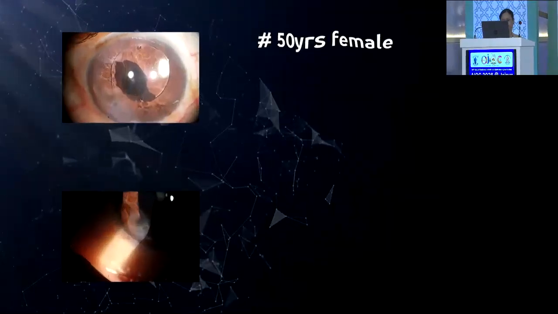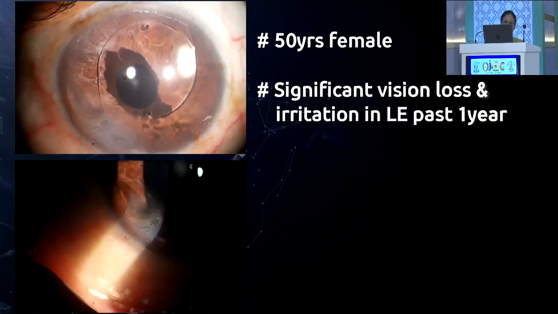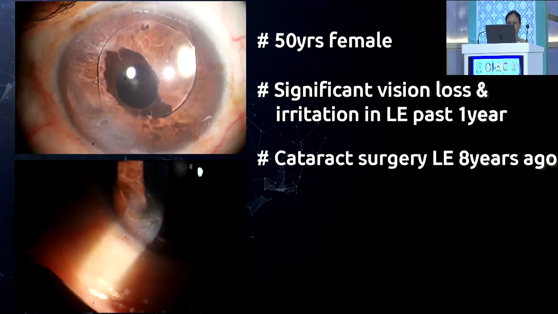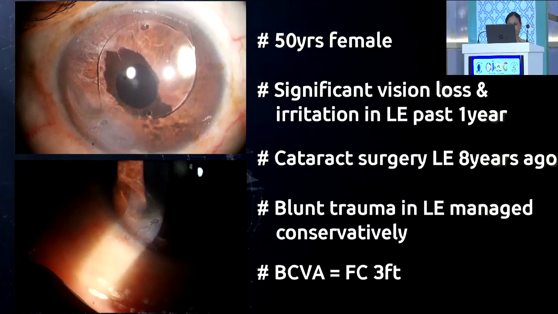A 50-year-old Indian female presented with significant vision loss and irritation in the left eye since the past 1 year. Her cataract surgery was done in the left eye 8 years ago. She had a blunt trauma in the left eye which was managed elsewhere by conservative treatment. Her best corrected visual acuity at presentation was counting fingers at 3 feet distance.